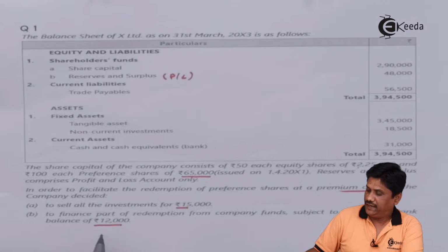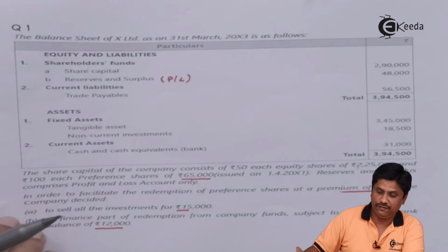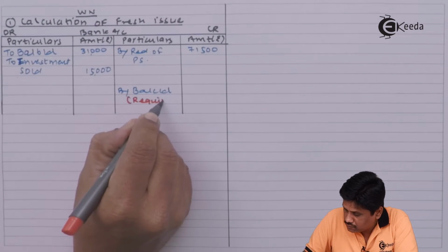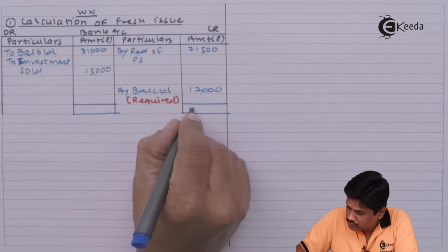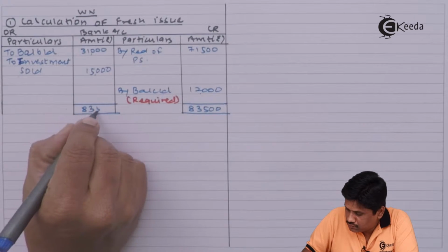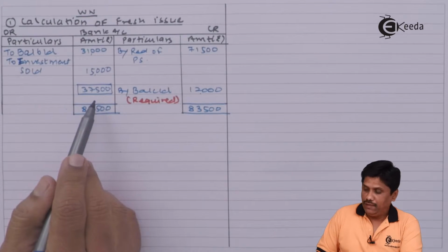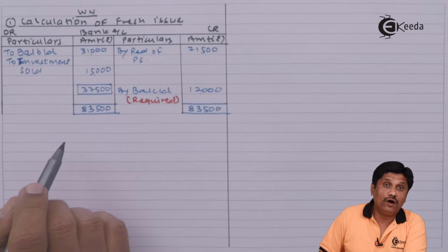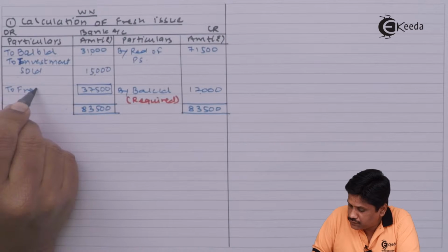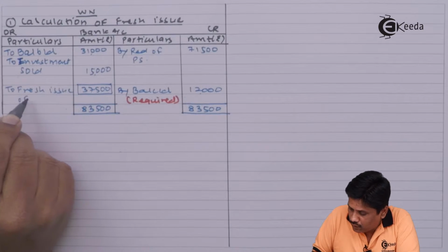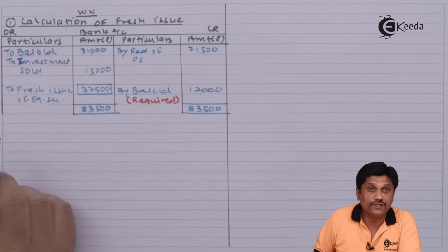Information number B says that minimum bank balance, how much they want? 12,000 rupees. So I am writing 12,000. 37,500, which is a balancing figure, is the expected amount from fresh issue. So I can say for this purpose I will do the fresh issue of equity shares. Number of fresh shares to be issued.